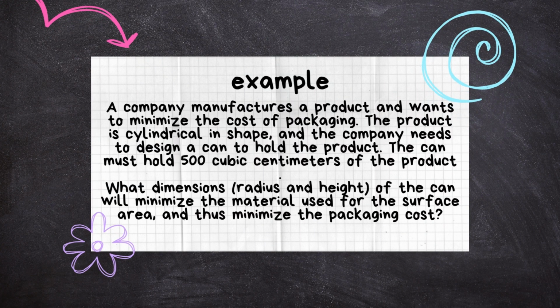For the second example, a company manufactures a product and wants to minimize the cost of packaging. The product is cylindrical in shape and the company needs to design a can to hold the product. The can must hold 500 cubic centimeters of the product. What dimension of the can will minimize the material used for the surface area and thus minimize the packaging costs?